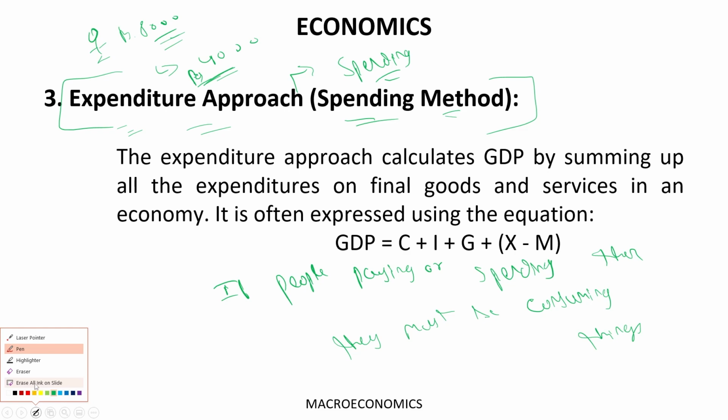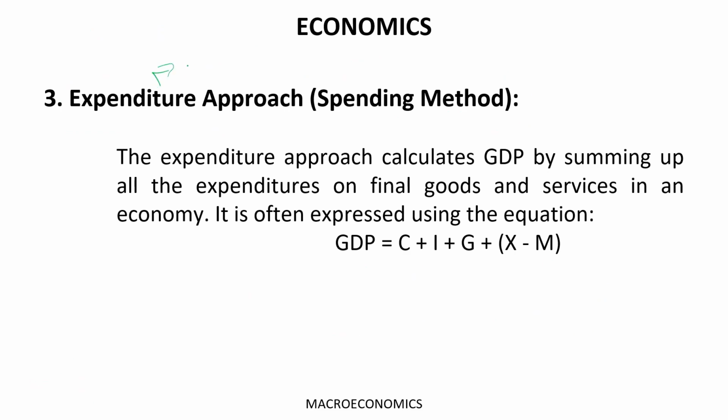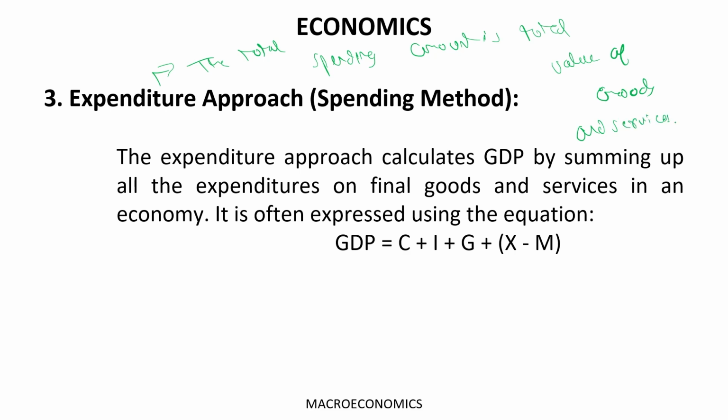The next and foremost principle in the expenditure approach is that the total spending amount is the total value of goods and services. So that is the expenditure method's basic approach. If people spent rupees 10,000 on consumption of various things during a certain time period, then this 10,000 is the total value of goods and services which were produced during that period.